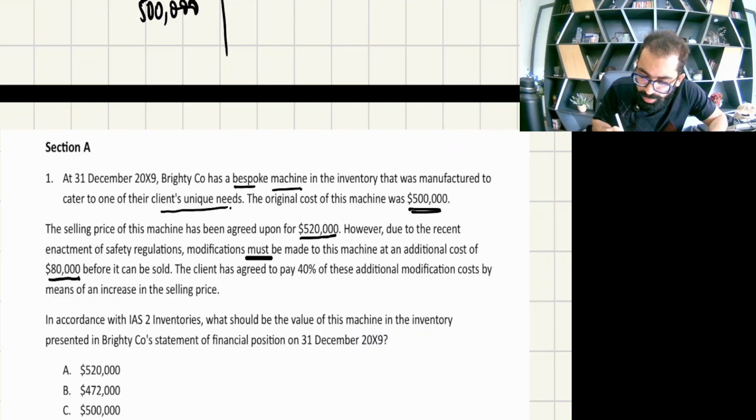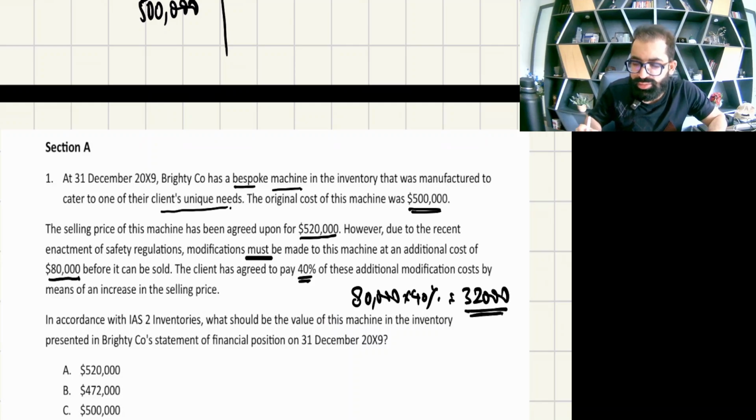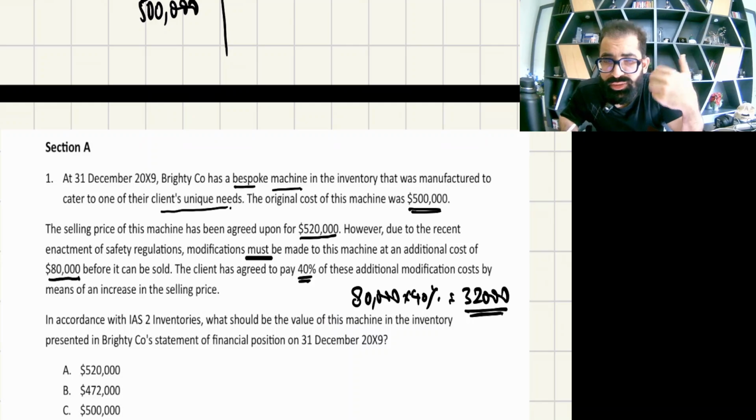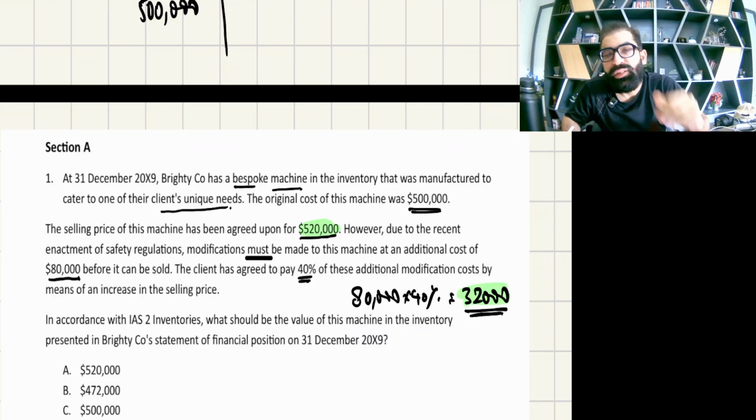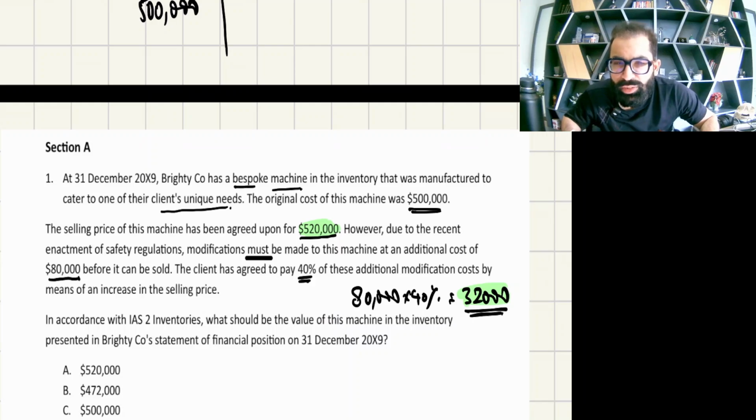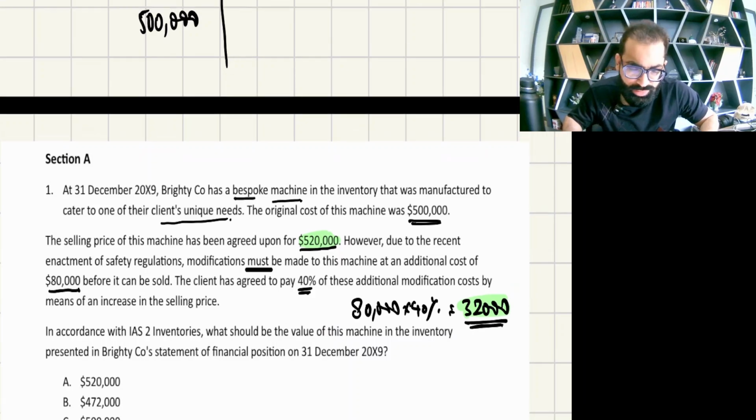The client has agreed to pay 40% of these additional modification costs by means of an increase in selling price. So 80,000 multiplied by 40%, the client will give us extra revenue. So 32,000 is the extra selling price we'll receive. Original selling price was 520,000 and an additional 32,000 we will also get. So your revised selling price is 520,000 plus 32,000.